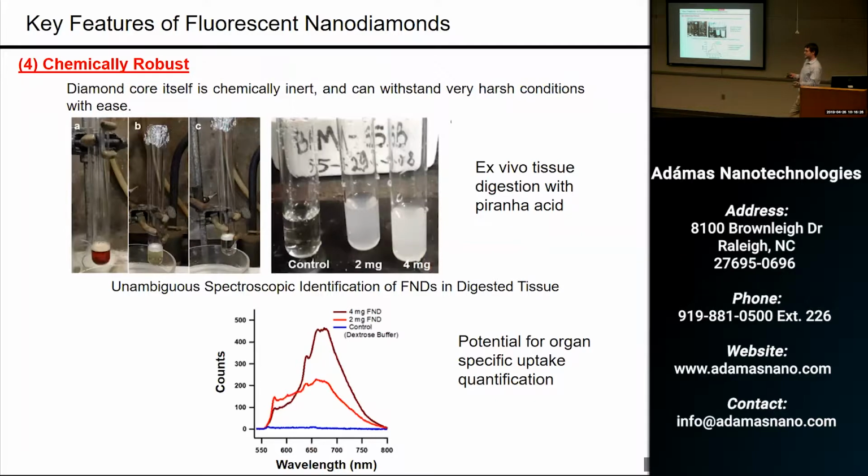So a fourth key feature is that they are quite chemically robust. They can withstand very harsh chemical conditions. In fact, what this example is showing is they can withstand this tissue digestion. So you can introduce particles in vivo, and then ex vivo organ analysis or tissue digestion can allow you to see the amounts of diamond, the fate of these particles in vivo. So it's quite an interesting application.